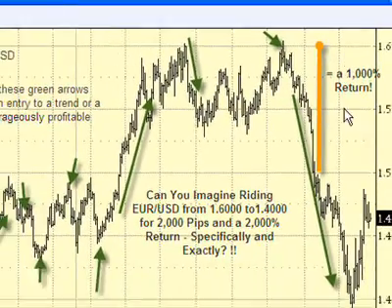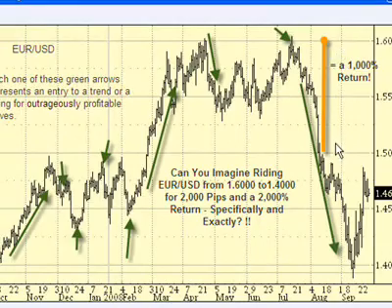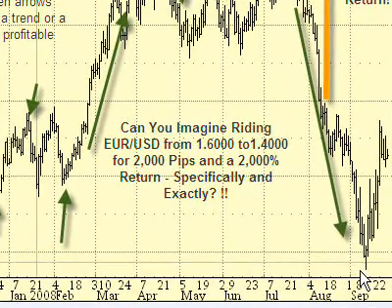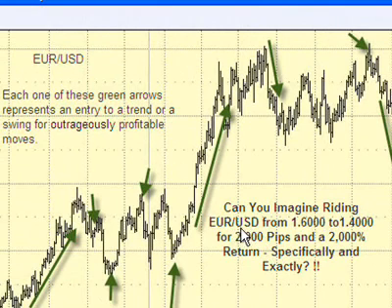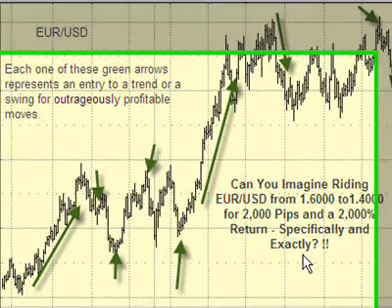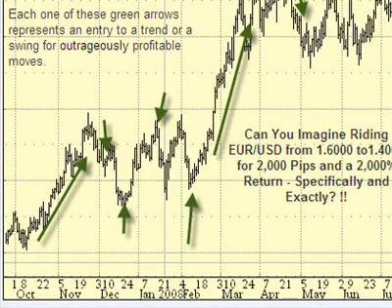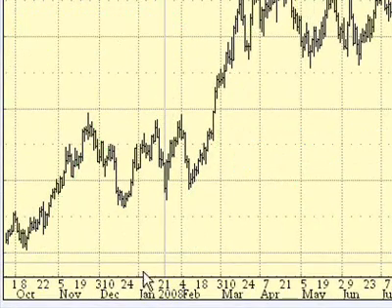Look, 1,000% return. Boom, 160 to 150. It's up to September here. Can you imagine riding USD from 160 to 140 for a 2,000 pip move and 2,000% return, specifically and exactly? That means exact, specific entries. You are getting in there on purpose at the exact time, and you are getting out at an exact time. We are not guessing. And we're back.